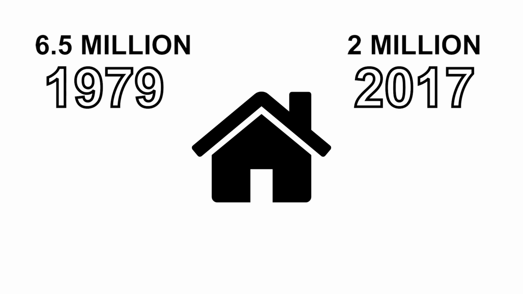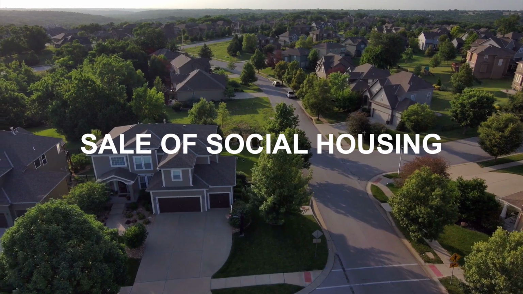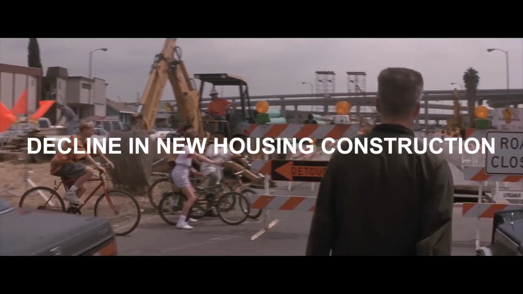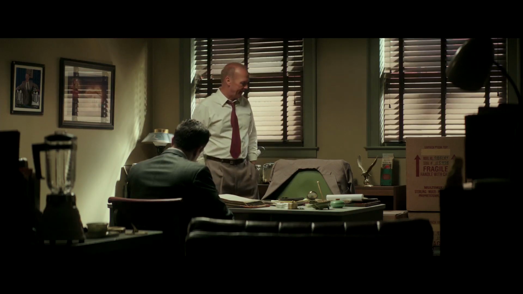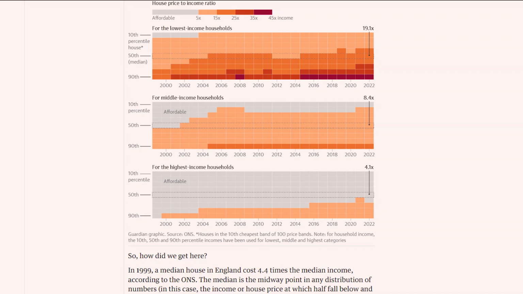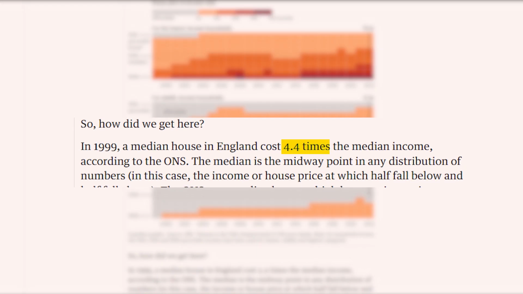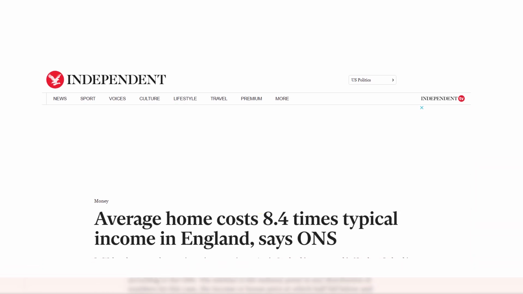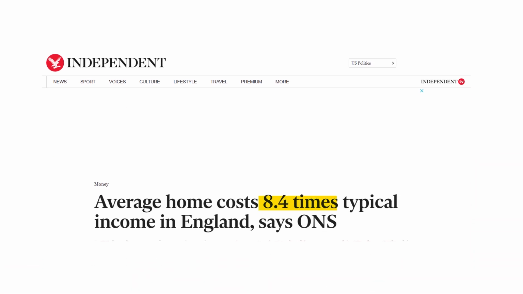in 2017. The sale of social housing and the decline in new housing construction, combined with high real estate prices, made it hard for people without homes to find affordable places to live. In 2000, the average house in England cost 4 times the average annual salary. By 2021, it had cost 8 times the average annual salary.